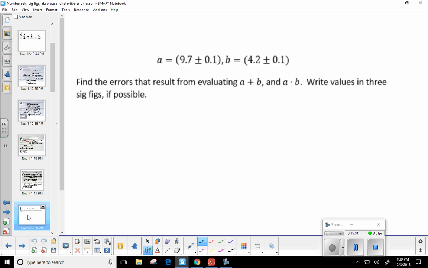And these are just some random error values that I'm going to go ahead and give you. Write the values in 3 sig figs if possible. And I'm not going to worry so much about that because after talking to Mr. Reeves the other day, we're just going to go ahead and round these to the nearest tenth. We're going to keep them consistent with the actual value and the absolute error. And I'm kind of hoping that by now you're starting to see a little bit of the bigger picture.